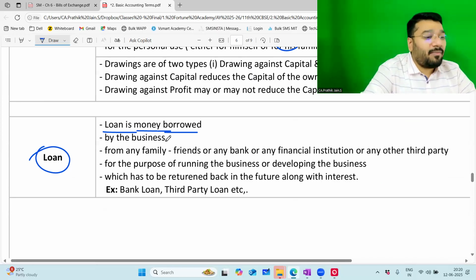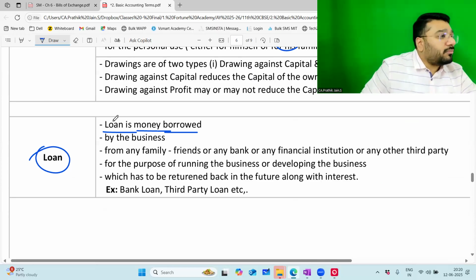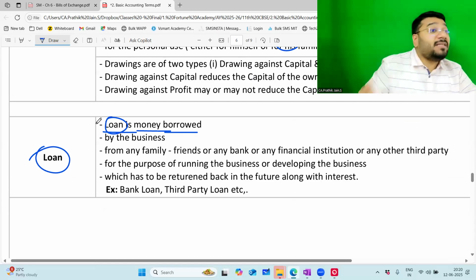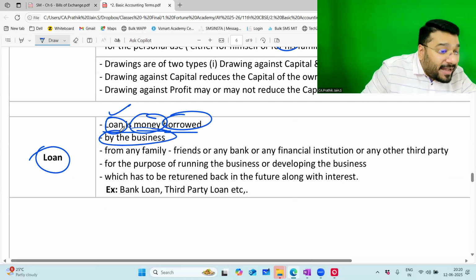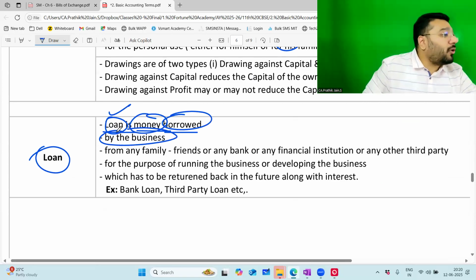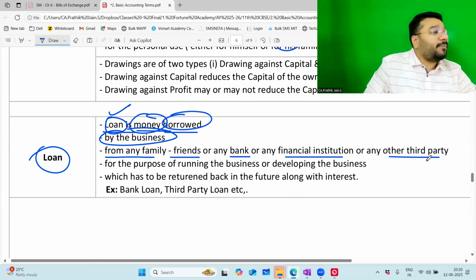So that drama is all going on. What is the drama? The drama is all about the loan that he borrowed. He borrowed, meaning not he, the company borrowed. Kingfisher Airlines had borrowed. That money which the company borrowed for running its business is called loan. Loan is money borrowed by whom? By the business. From whom will you borrow? You have multiple sources. You can borrow from your family, friends, bank, financial institutions, or any third party.